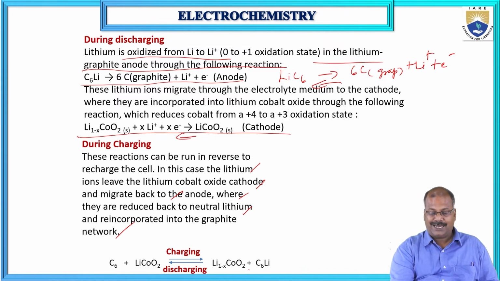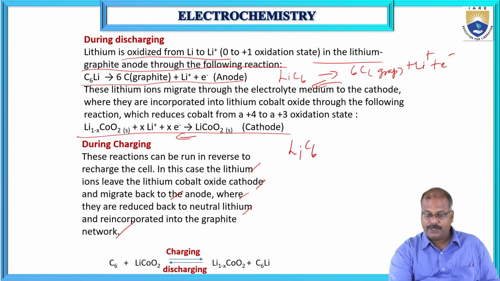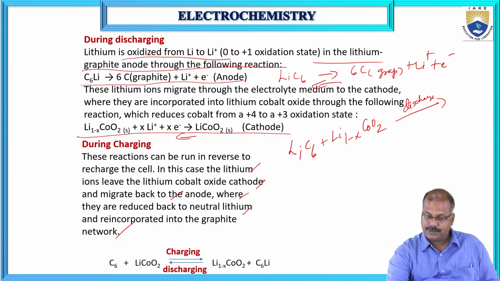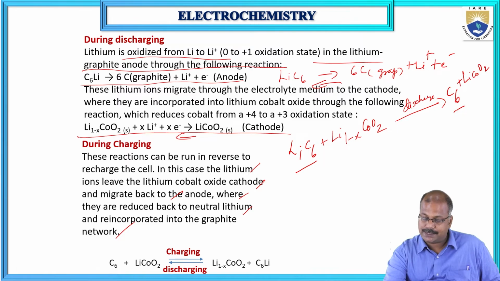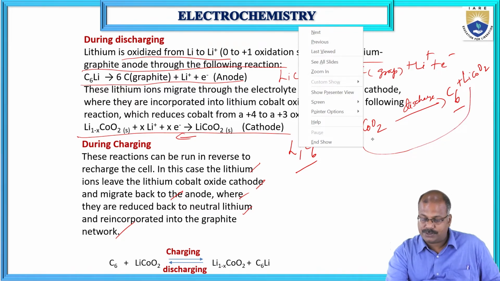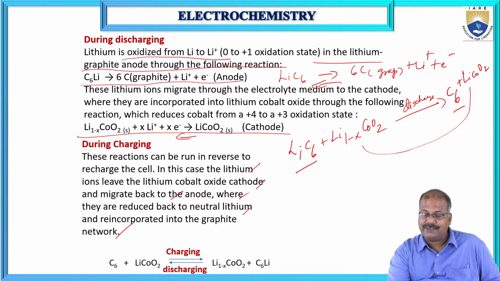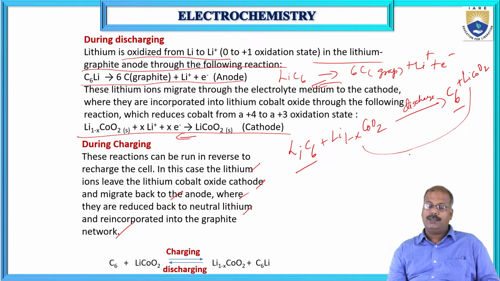That's what we have shown here, charging and discharging. We have seen LiC6 plus Li(1-x)CoO2 during discharge gives C6 plus LiCoO2. This is what we have seen during discharge, where LiC6 goes to C6 plus lithium ion plus electron, that is the anode, whereas at the cathode Li(1-x)CoO2 goes to lithium cobalt oxide, where lithium is transported between the anode and cathode through the electrolyte.